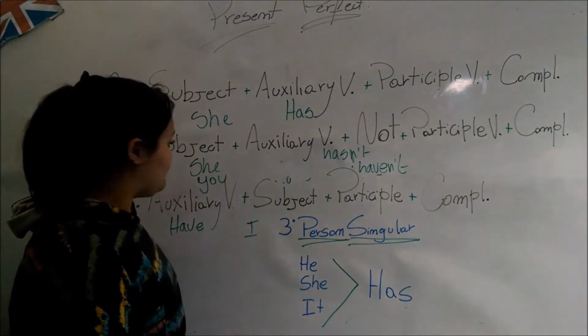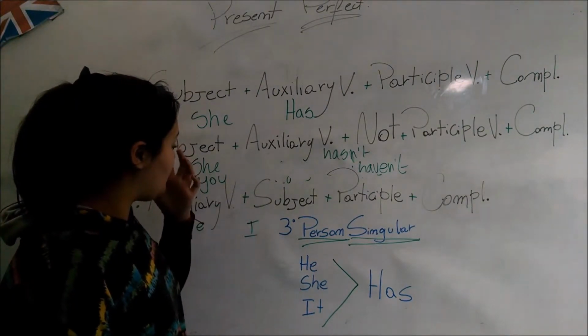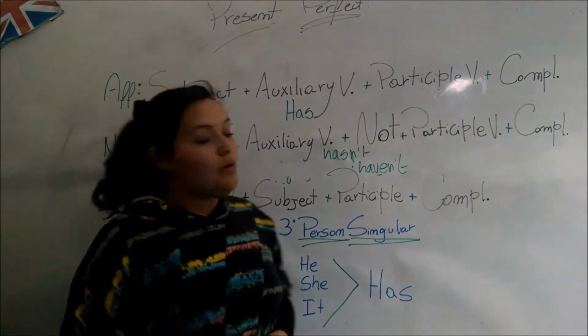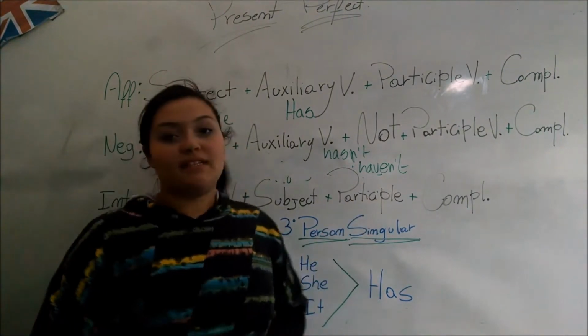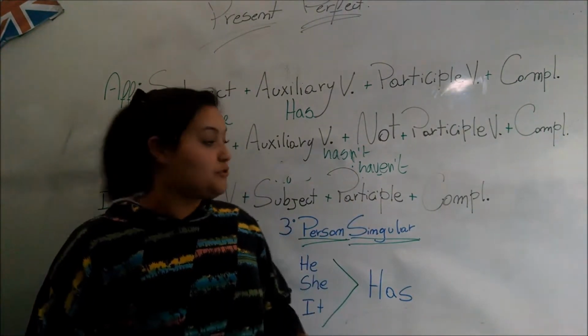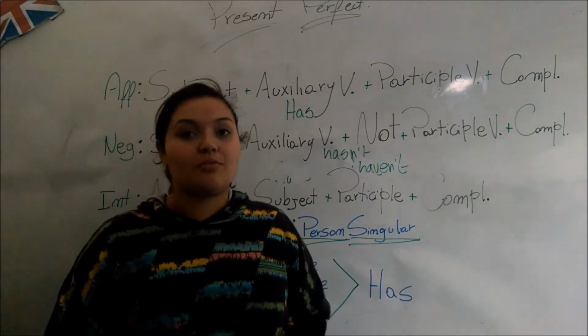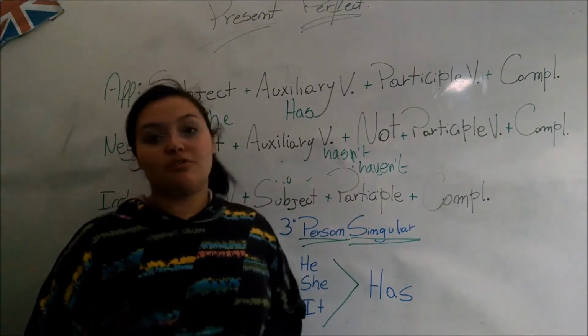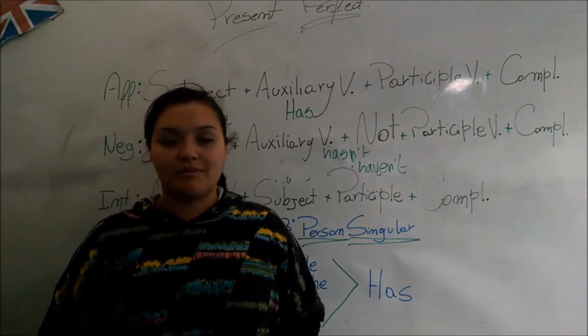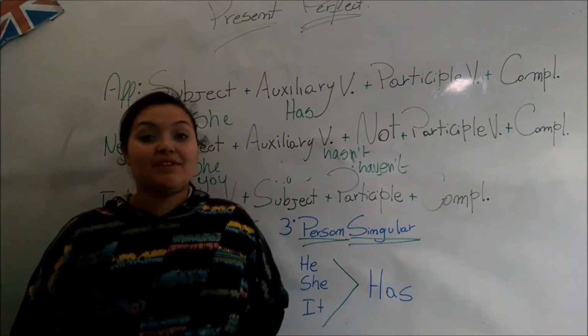So, in the case of the participle verbs, we find this kind of verbs in our verb list that is usually in the third column. So you can consult your verb list if you don't know any participle verb. So that's it for now.